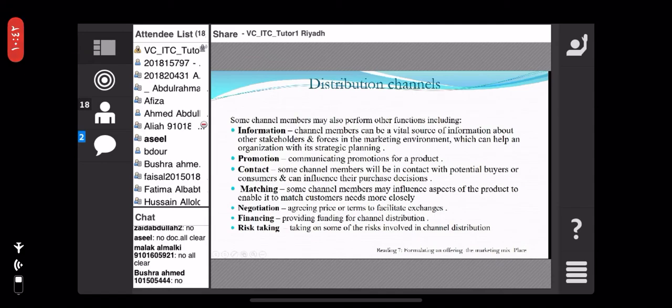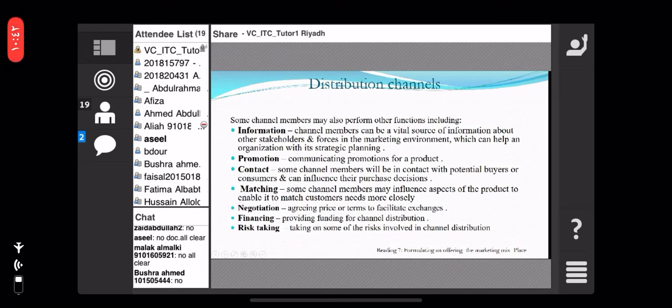Distribution channels. Some channel members may also perform other functions. Channel members is basically, for example, like I gave you the example A, B, C. A does not know who is C. A knows who is B. So A will sell his product to B, and then B will sell to C. So basically, A, B, C are the channel members, meaning they are working in a channel.